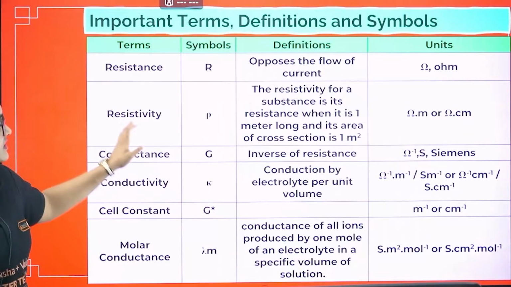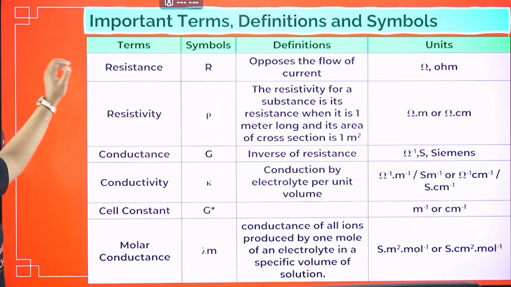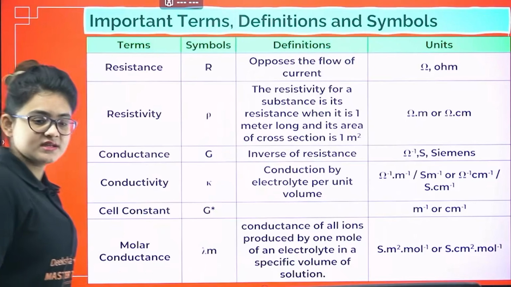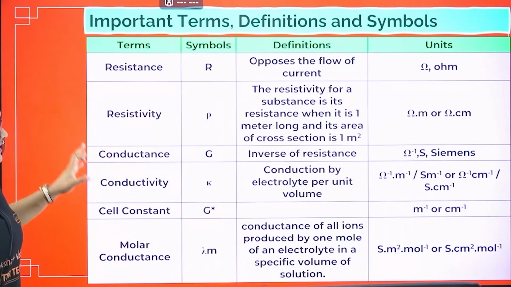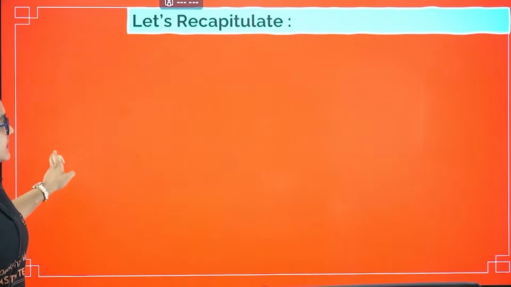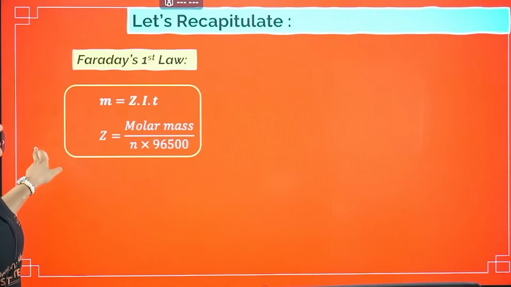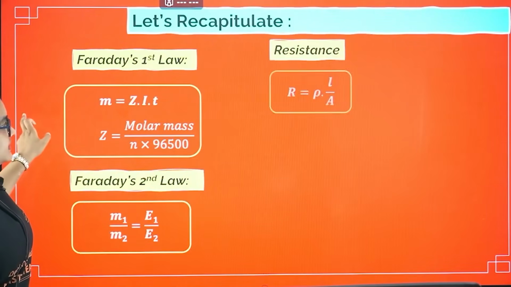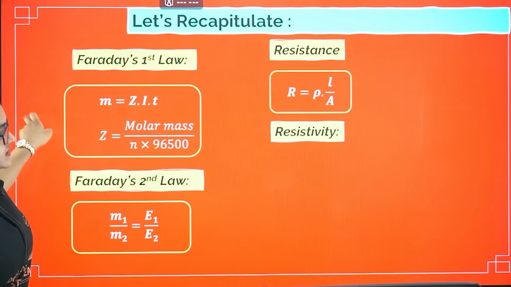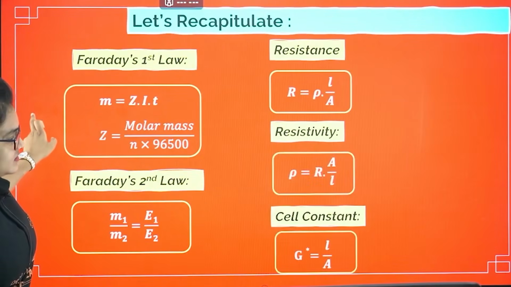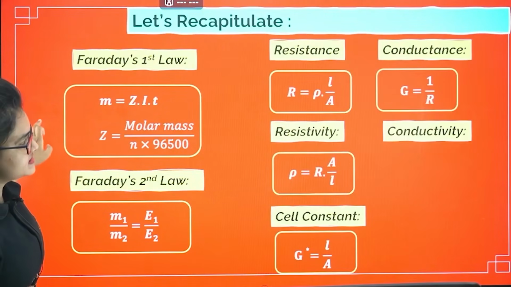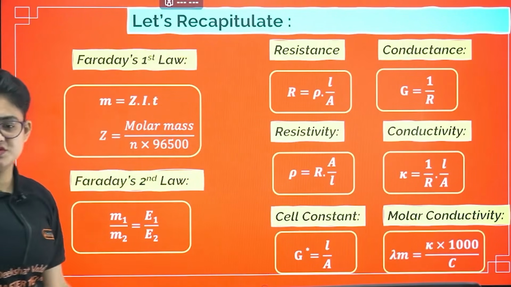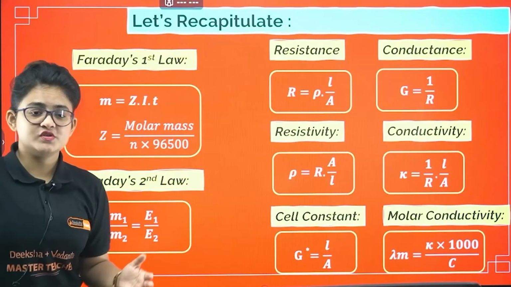Okay, here come the different terminologies along with their definitions and units. It's very important. Okay, just with a glance, just revise. Next, Faraday's law, this is the formula. Second law, this is the formula. Resistance, that is the formula, resistivity, cell constant, conductance, conductivity, molar conductance. Okay, that's enough. This much formula you have to remember to proceed with the chapter.